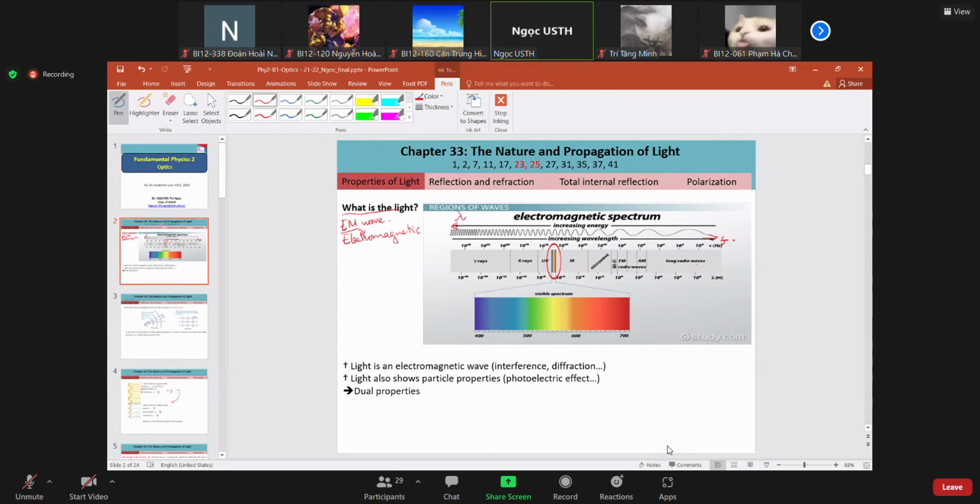Someone please. Because it is a wave, it has this form, right? So how can you determine the wavelength of a wave? You learned about the mechanical wave, right? So how can you determine the wavelength of a wave?